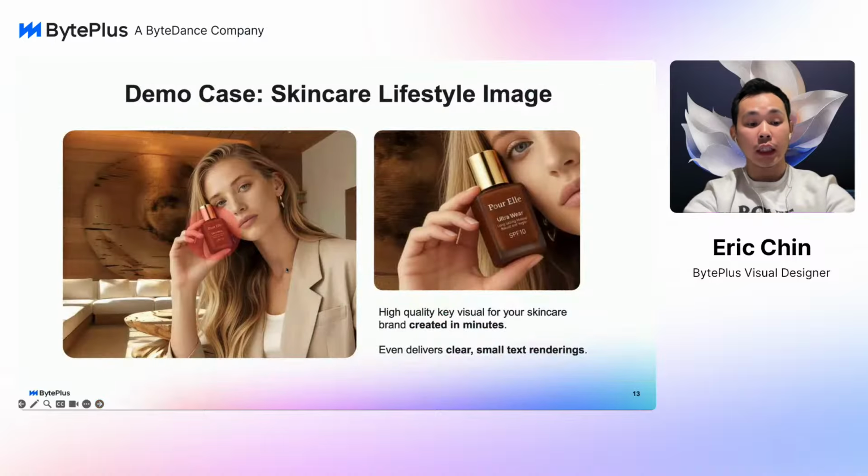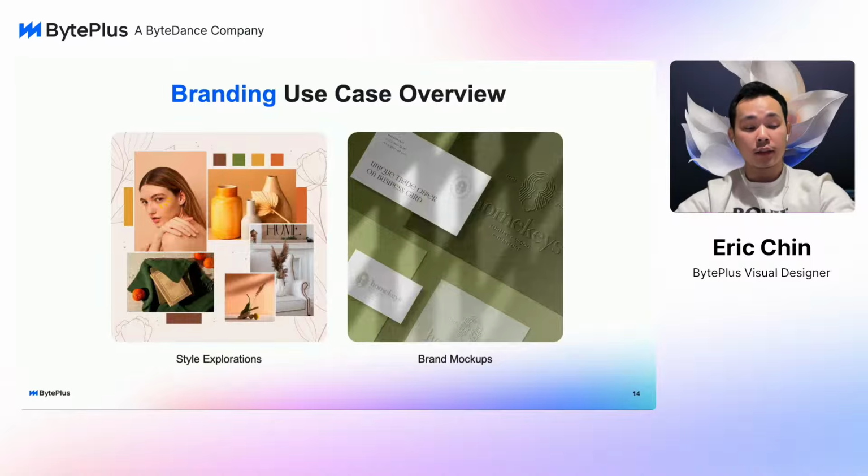So as you can see, in just minutes, Seedream can generate a very high quality key visual that is ready for marketing. One key upgrade in our 4.5 model is definitely sharper text rendering. Even small labels on the skincare are very clear and readable. Let's move on to branding.